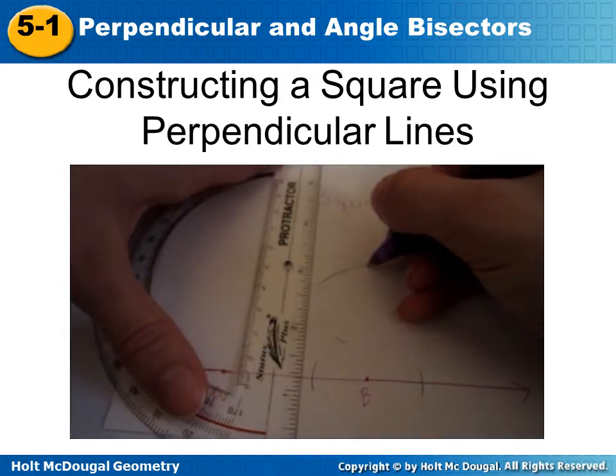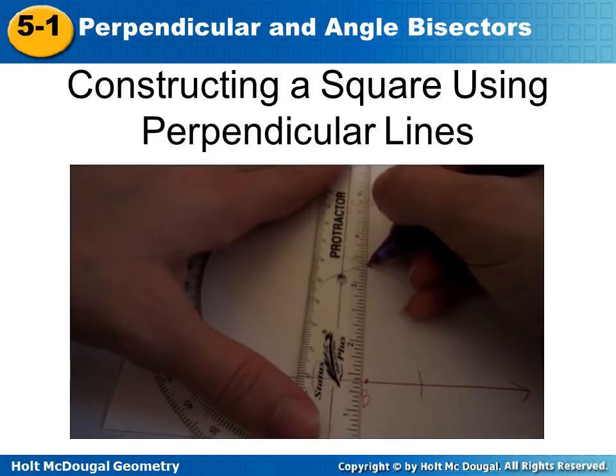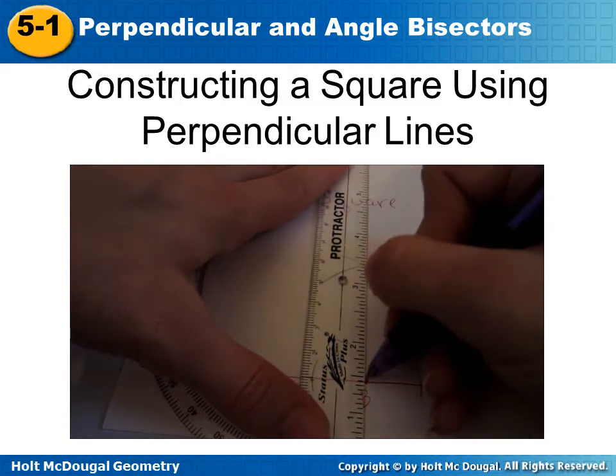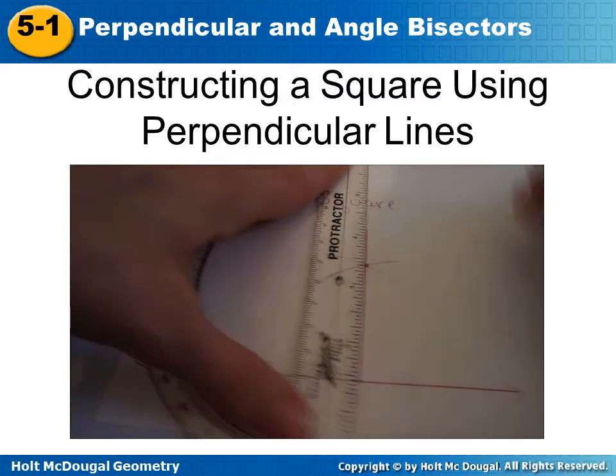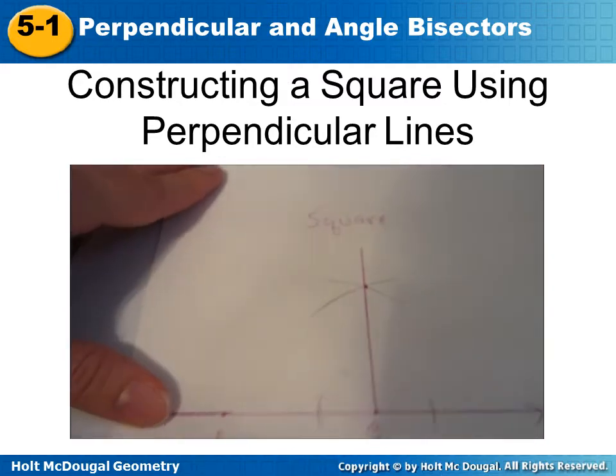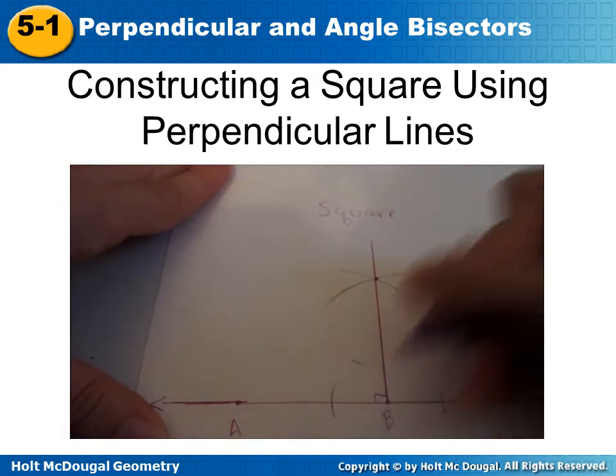I'm going to go ahead and call this point C. So we connect B and C, and that should give us a nice perpendicular there. So we have our first right angle for our square.